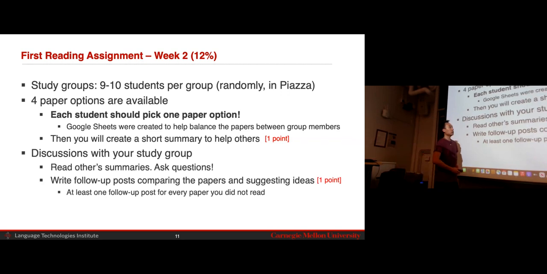The second point is to discuss the other papers, the other three papers that you did not read, together with your groupmates. So read each other's summaries, ask some questions, and you're supposed to write follow-up posts, really digesting these papers in detail. So at least one follow-up post for each of the other three papers you did not read. And the goal is by the end of that week, all the students would have discussed with each other, read their paper in depth, and also read the other three related papers in that same topic.